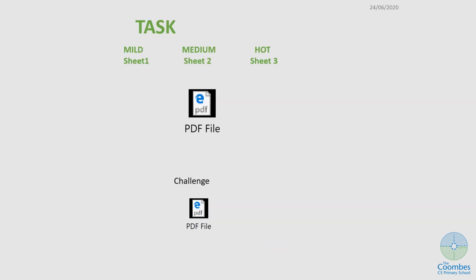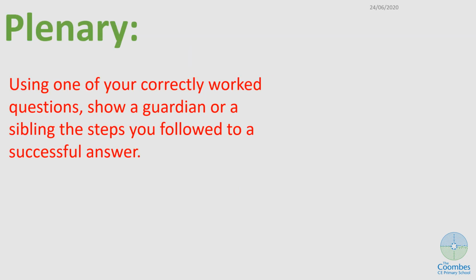Now what I want you to do now is to pause the video and go and do the work. The mild should be doing sheet 1, the medium sheet 2, and the hot sheet 3. If you finish your work, you can try the challenge here. What I want you to do is to call a guardian, or if they are busy, a sibling, and show them how you did some of your work correctly.